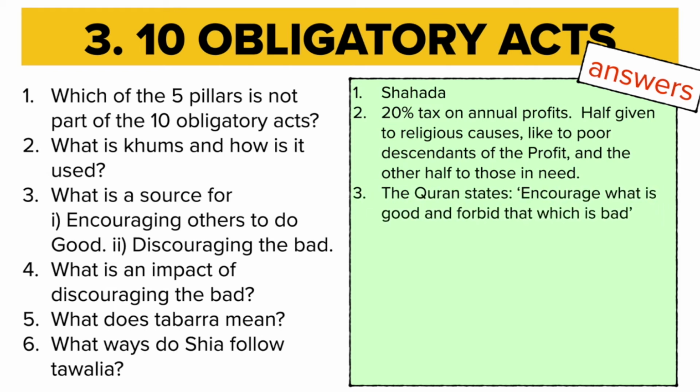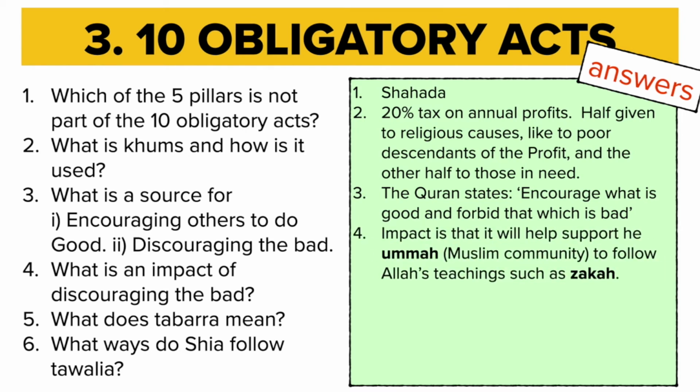Question 3. Okay, so encouraging others to do good and discouraging the bad, although they're two separate obligatory acts out of the list of 10, their source is the same. So the Quran states, and this is a quote that you can use, encourage what is good and forbid that which is bad. And that's where these two different obligatory acts come from.